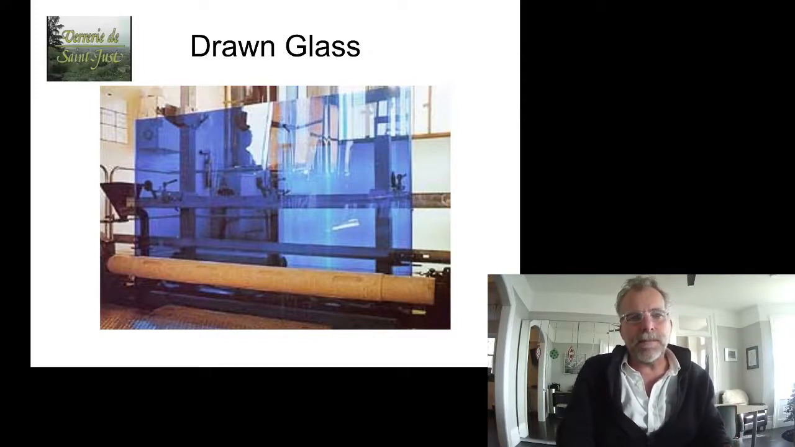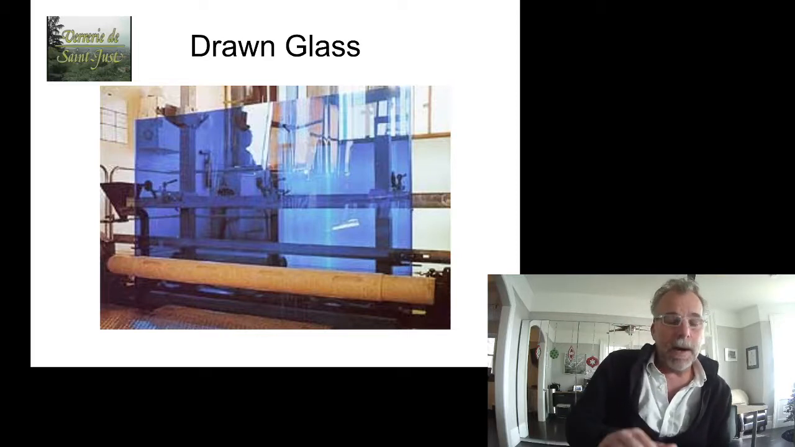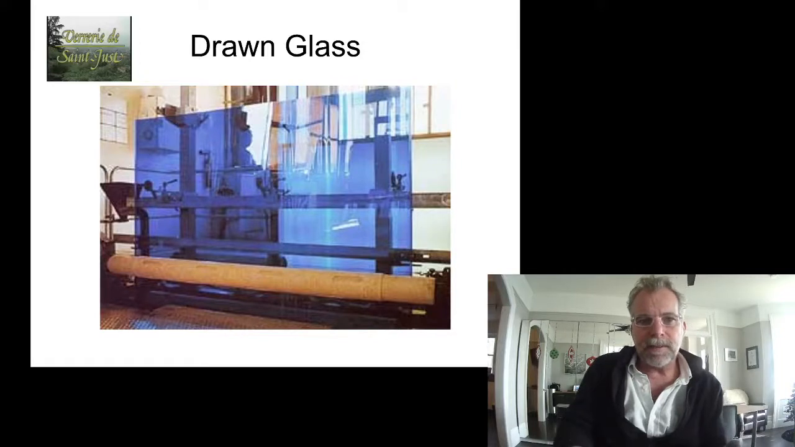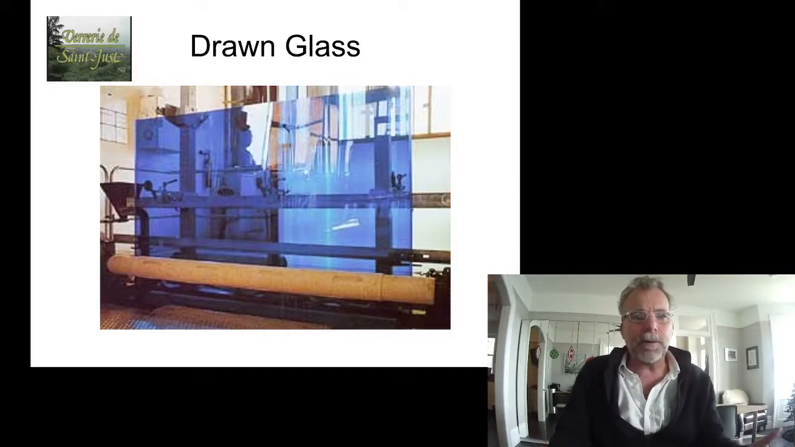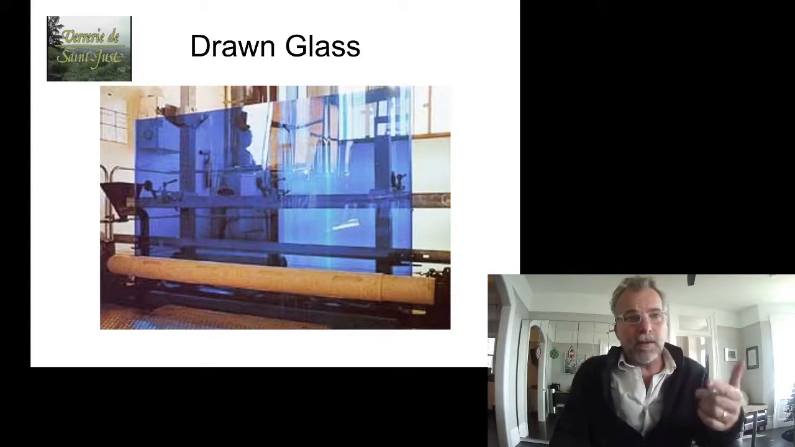Drawing glass is imperfect. It's not as flat as float glass, and it doesn't have the same optical quality as float glass. But there is still a place for artisanal glasses in the world. Float glass is a gigantic process, so you can't really change the formula for float glass. You can't make colored float glass, for example. But drawn glass is a batch production methodology, and anything that you do in a batch production as opposed to continuous production, you can change the formula. So we can make colored glass, as you can see in this slide.